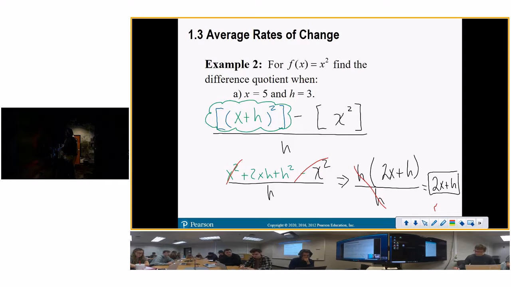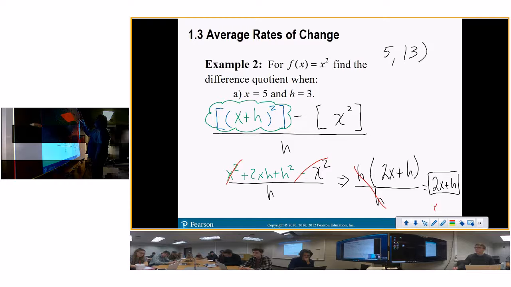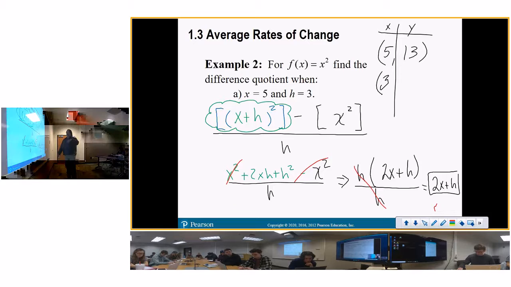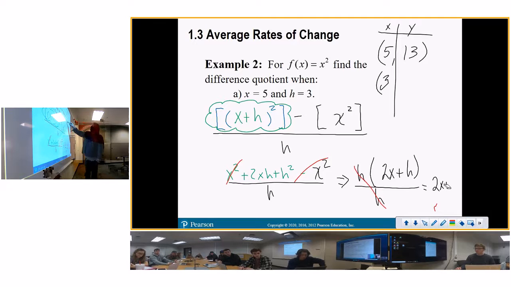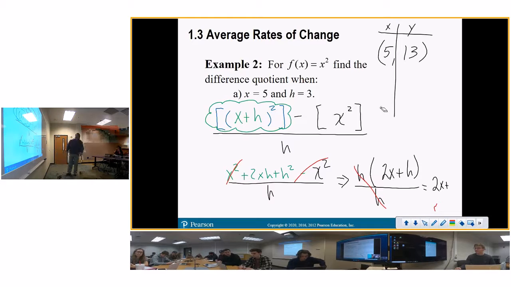Well, 2 times 5 is what? 10. 10 plus 3 is what? 13. So at 5 you get 13. And at 3 you get 2 times 3, I'm sorry. No, they just want to know one part. I thought they were asking 2 points. My bad. Okay, so when you plug in 5, you get 13. Again, that's what you get with algebra.